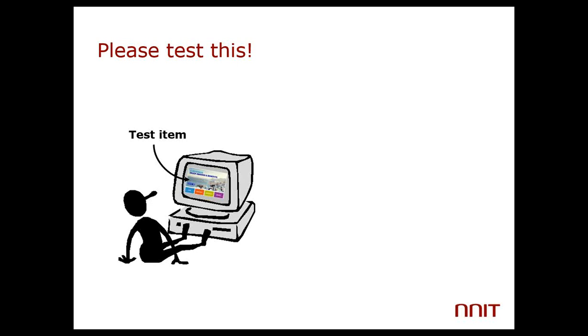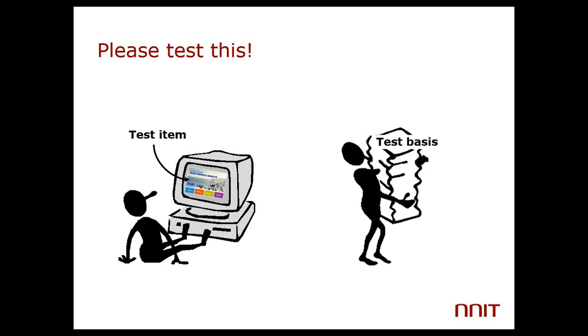So if you are lucky, or maybe not so lucky, you get some description of what the system is going to do. The test basis or the test material, as we call it. Hopefully an expression of what the expectations are for the system, what the different stakeholders would like to see when the system goes live. So this is where we start.